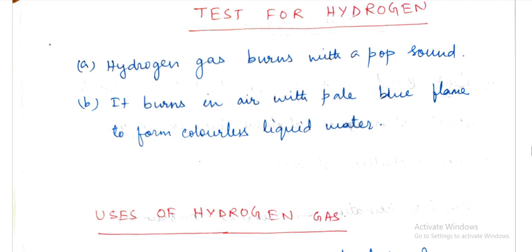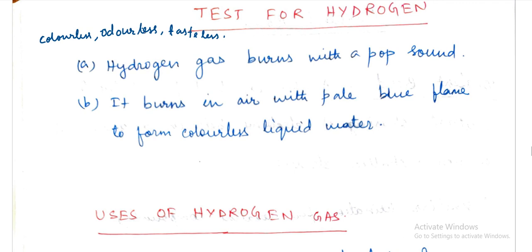You have to remember that hydrogen is colorless, it does not have any color, and it is an odorless gas. That means no smell will be there, and it is also a tasteless gas. So there is no color, no odor and no taste. Then how can we identify it?